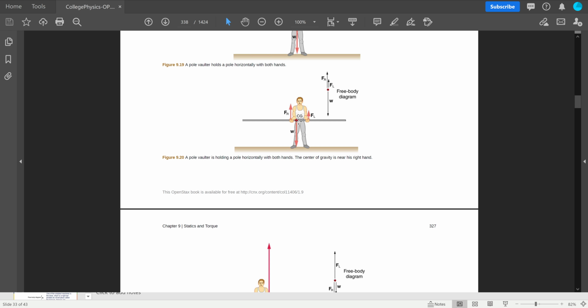Like we mentioned before, the closer you are to the center of gravity of the pole, the more force you're going to be exerting. So it makes sense that our right hand is exerting 32 newtons versus what our left hand is exerting, which was 16.3 newtons. So our answers make sense here.